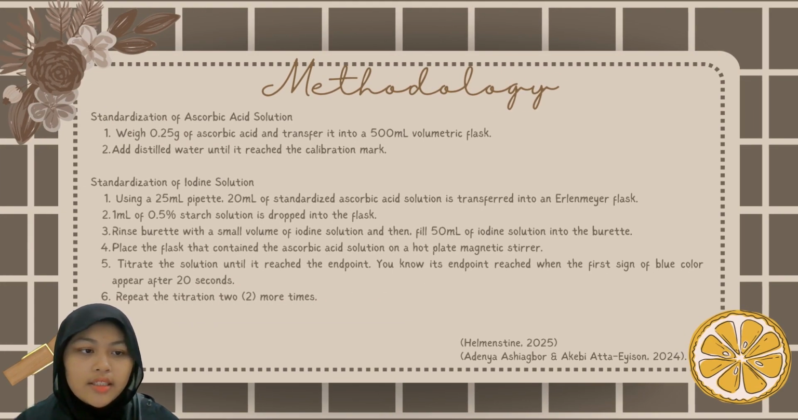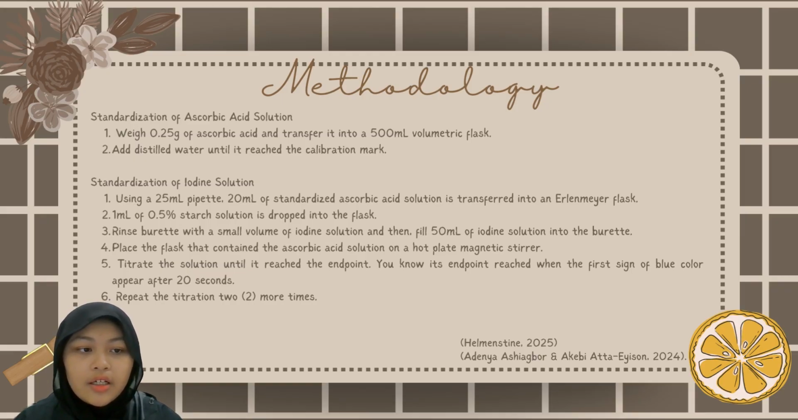So next, the standardization of ascorbic acid solution. First, you have to weigh 0.25 gram of ascorbic acid powder and transfer it into a 500 milliliter volumetric flask and add distilled water until it reaches the calibration mark of the flask.